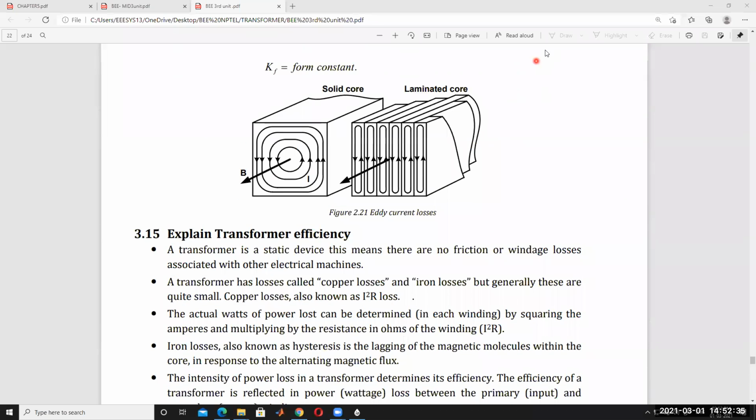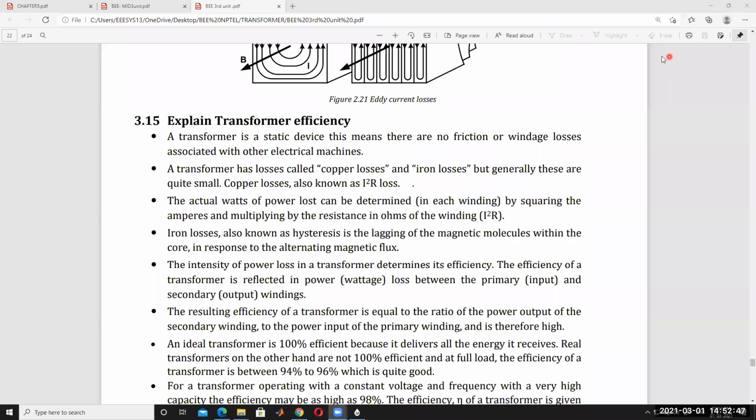So these are the losses in a transformer. Now, efficiency of a transformer is nothing but output by input, and input is output plus losses. A transformer is a static device, which means there is no friction or windage loss, as there are no rotating parts. The transformer has only copper loss and iron loss. These two are the transformer losses.